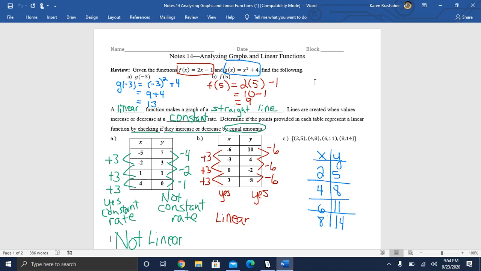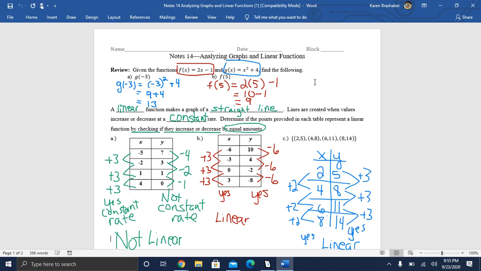And we'll start looking at our x's. So we're going up 2, up 2, up 2. So this is constant. And then from 5 to 8, that's up 3, 8 to 11, up 3, 11 to 14, up 3. Both are constant rates. And so therefore, if we were to graph those ordered pairs, we would get a line. We have a linear function.